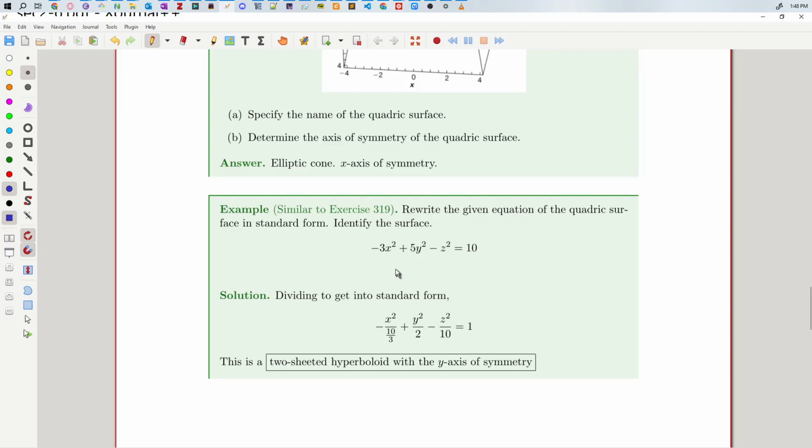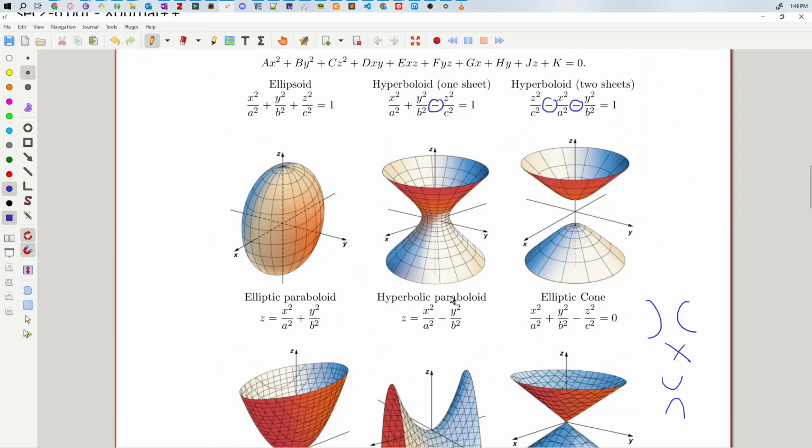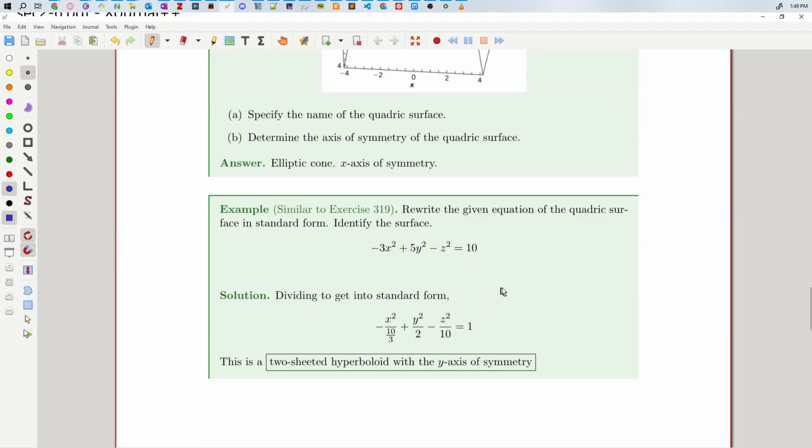So you might also be given an equation that describes a quadric surface, and if you aren't given any software to do anything, then you would have to just analyze it based off of whether it looks like any of the 6 equations here. And so the thing to do is to make it closer in form. So what we can do is divide by 10 in this equation. And so doing that will get this form.